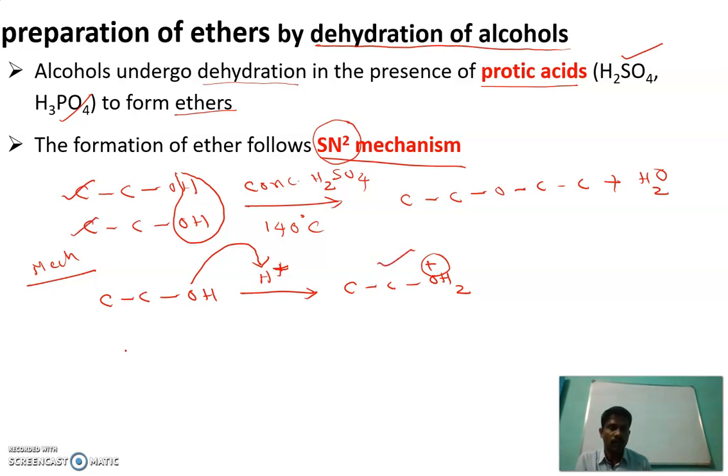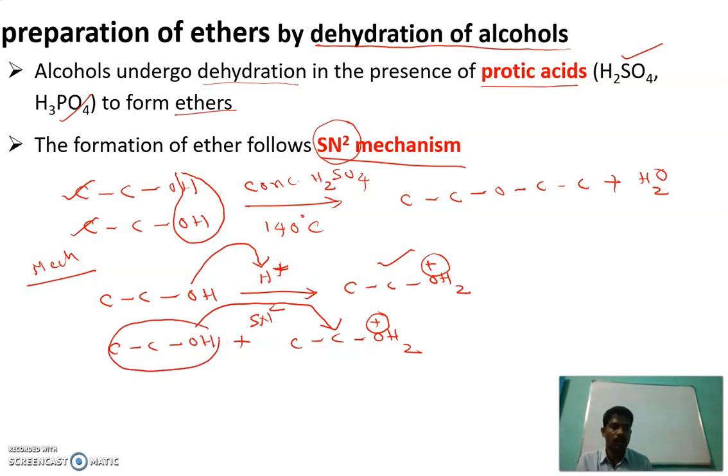The second molecule of alcohol acts as a nucleophile and attacks the protonated alcohol by SN2 mechanism. In this reaction, the incoming nucleophile is ethyl alcohol. The outgoing leaving group is water. So that results in formation of the following compound.